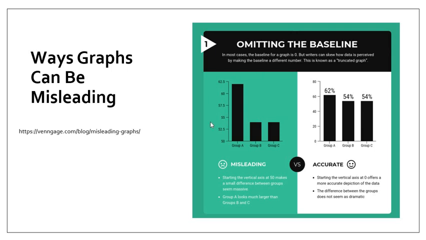In this bar graph on the left, the vertical axis starts at 50, and it makes it look like whatever this bar is representing with group A is twice as many as group B, or twice as many as group C. But if you were to look at the actual percentages, you can see those bars are really representing numbers that are relatively close. So omitting the baseline makes the differences more exaggerated than they really are, and that can be misleading.